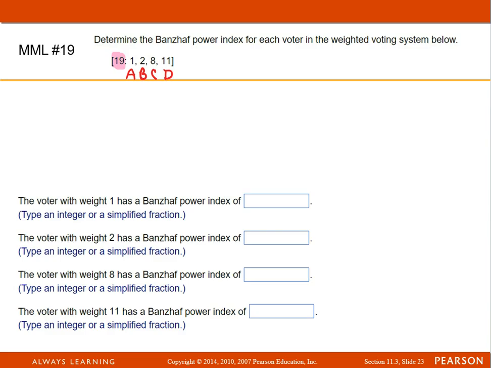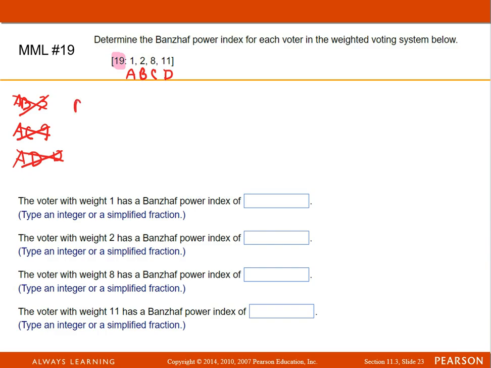On the doubles, A and B, AB, that's 1 and 2, that only adds up to 3. So that is not a winning coalition. A and C, A is 1, C is 8. That adds up to 9. That's not a winner. And then A and D, that is 1 and 11. That only adds up to 12. That's not a winner. So that takes care of all my doubles with A.